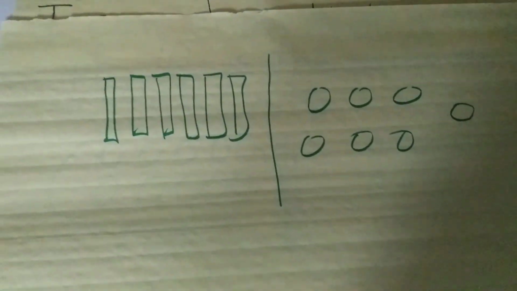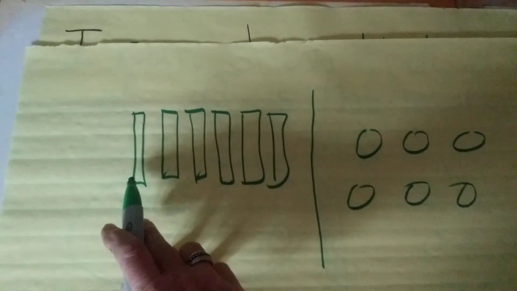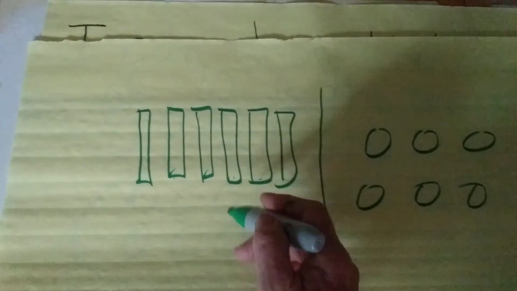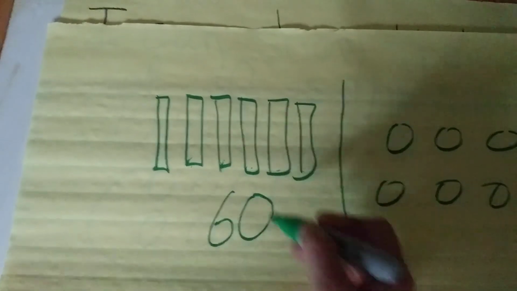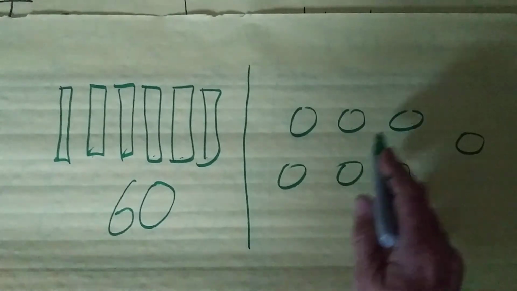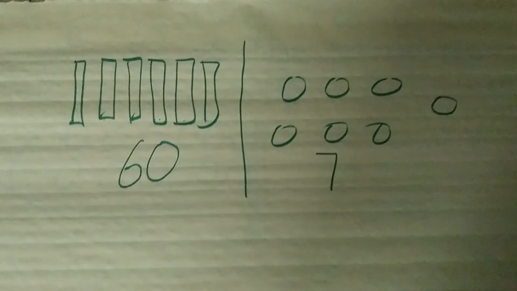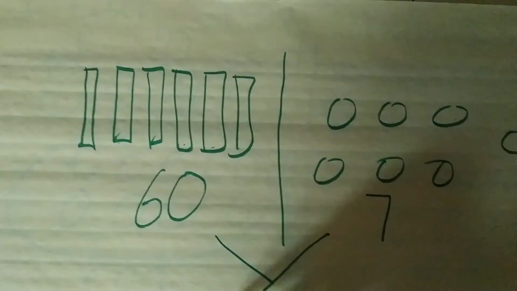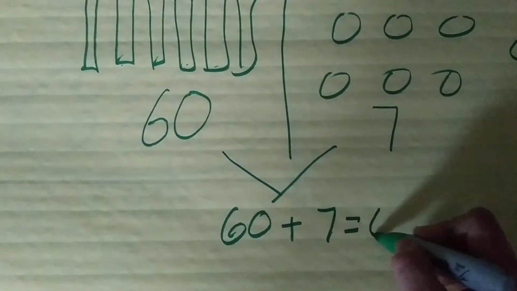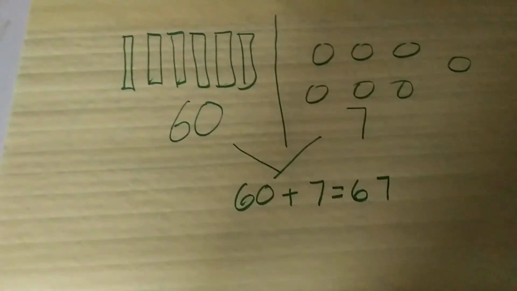Let's see how many we have all together. We know it was very important to learn how to count by 10, so let's do that. 10, 20, 30, 40, 50, 60. I have 60 over here, and let's see how many units I have. 1, 2, 3, 4, 5, 6, 7. I have 7 units over here. If I make my number bond, I have 60 plus 7 equals 67. That is very good.